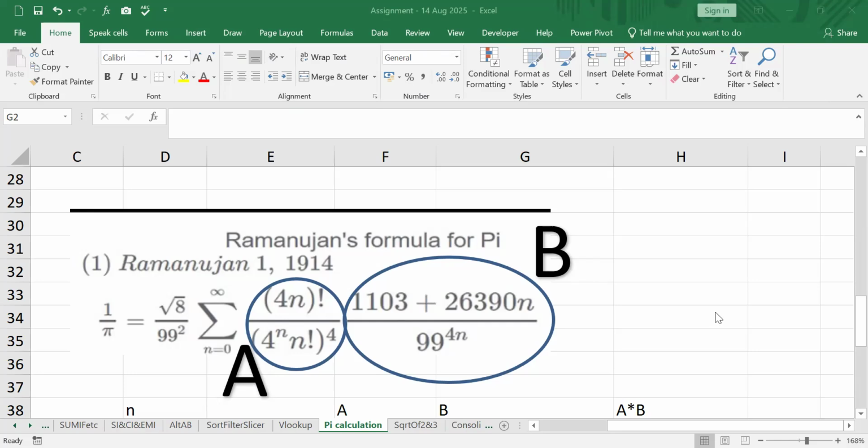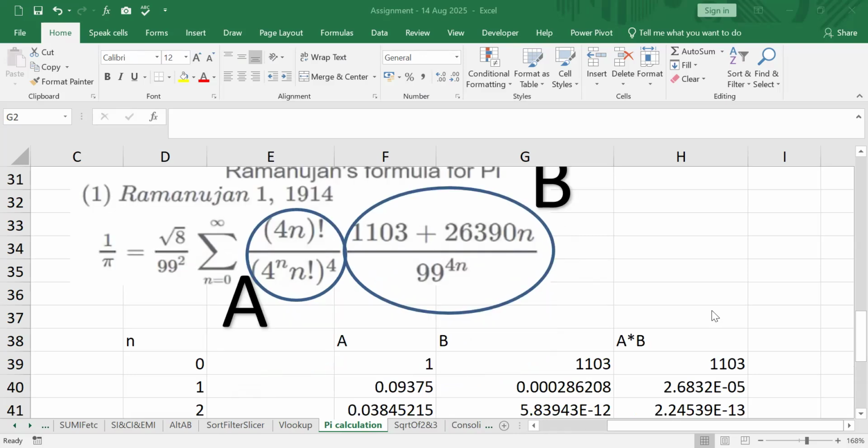This is Ramanujan's formula number 1 of 1914. 1 by pi is equal to root of 8 divided by 99 square, multiplied by sigma n equal to 0 to infinity, 4n factorial divided by (4 to the power of n factorial) whole to the power of 4, multiplied by 1103 plus 26390 into n divided by 99 to the power of 4 into n.